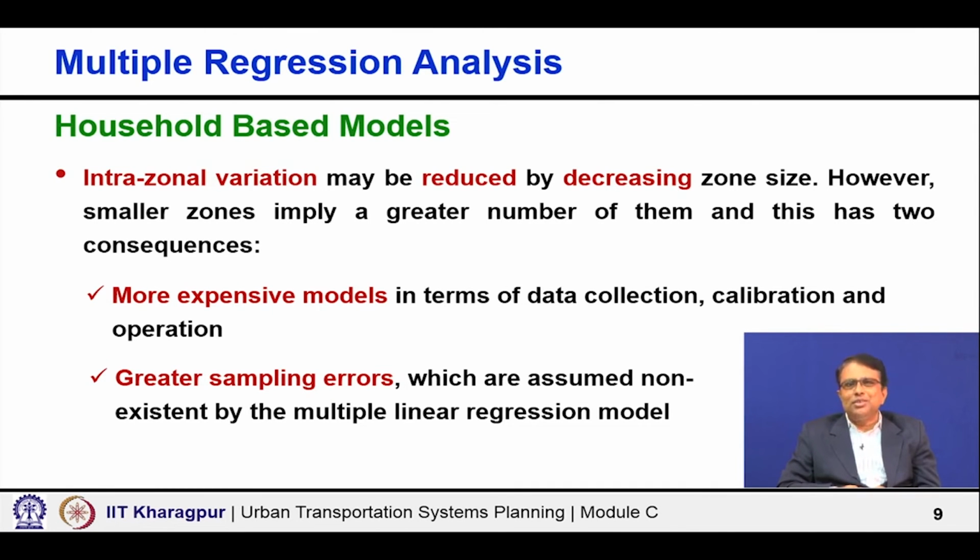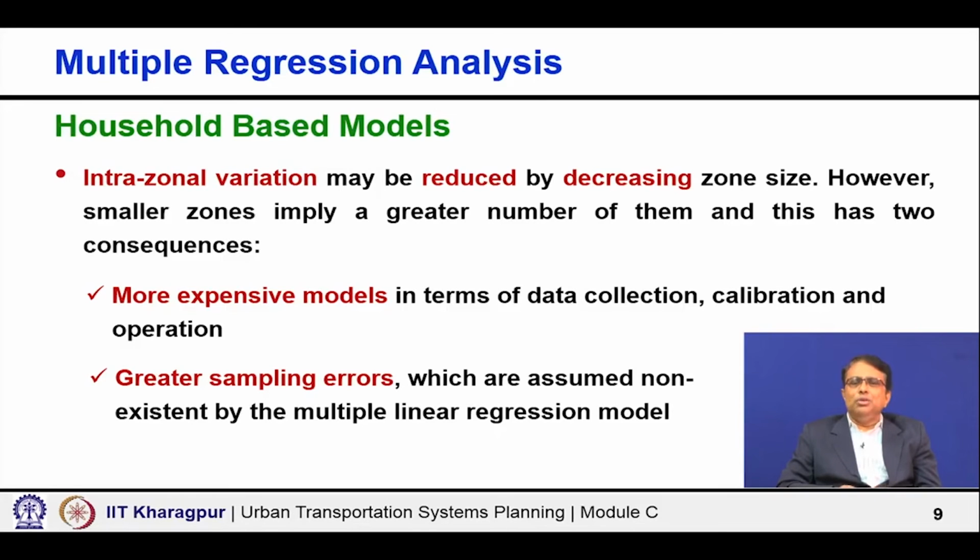What are those implications? First of all, you will end up having more expensive models in terms of data collection, calibration and operation. Naturally, if I am considering 23 zones or 25 zones and I am considering 75 zones, my data collection effort is not going to be the same. When you take small zones, you need much more data to represent all these zones in the overall study area in a proper way. So your data collection, even the subsequent OD data collection, all efforts will be magnified like anything.